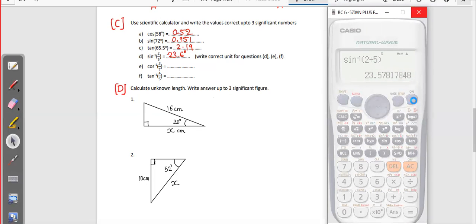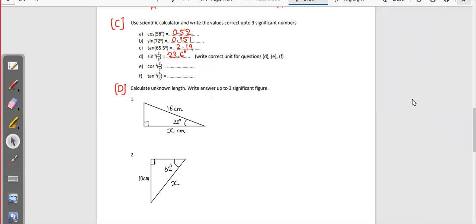I hope you have understood how to use the scientific calculator. So cos inverse of 3 divided by 7: click on the shift button, and then on cos, it will give you the cos inverse symbol. Then 3 divided by 7 will give you the answer 64.623066. But we have to write the answer up to 3 significant figures. So it will be 64.6 degrees.